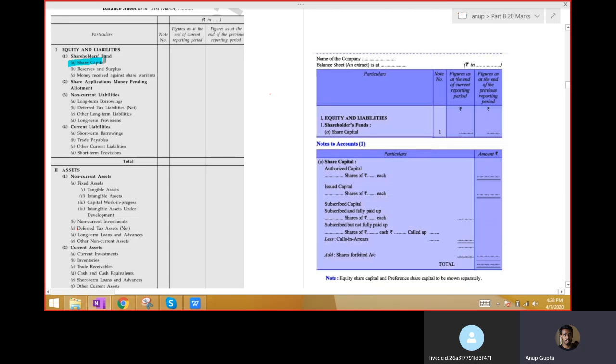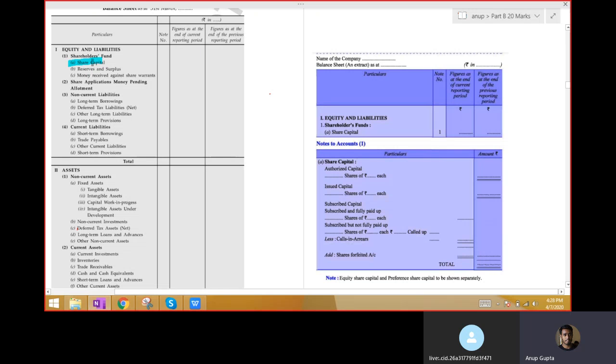Once we are through with what is share capital, we know the meaning, we know the types of share capital, we know what is authorized, subscribed, issued, we know subscribed but fully paid up, subscribed but not fully paid up. We also know the meaning of arrears, paid up, and called up. Okay, that was the theoretical part. Now we will learn how to practically do the accounting treatment of share capital.